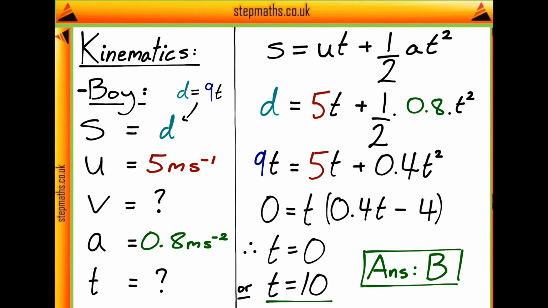Then, if you are interested in beyond what the question asks, we can just plug this time of 10 seconds into our expression for d to get that the distance it takes for the boy to catch up to the man is going to be 9 times 10, which is going to be 90 metres.